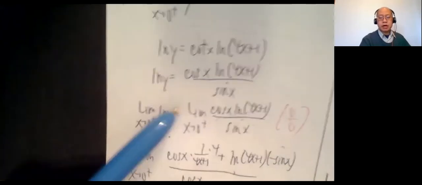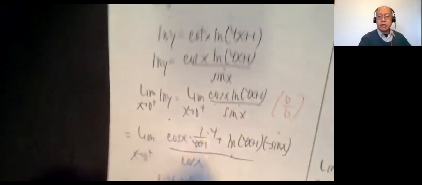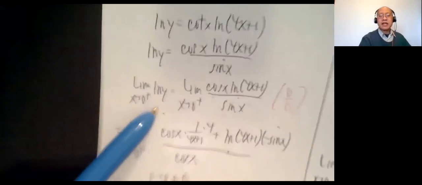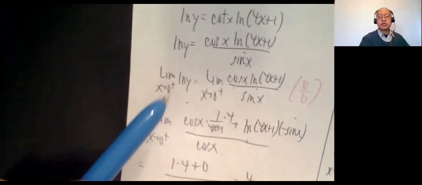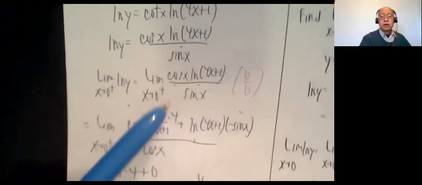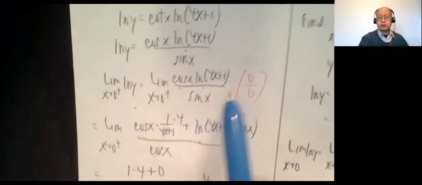Just like the previous problem, the limit as x approaches 0 from the right of the natural log of y. When I do all this, I'm not getting the answer to the problem. I'm getting the limit of ln y. Ultimately, I just want the limit of y. So how do you get rid of the ln? You have to exponentiate, put an e there. All right, I claim this is 0 over 0. Let's see why. If I plug in 0, ln of 1 is 0, so 0 times that is 0. And I know from trig, sine of 0 is 0, so it is 0 over 0.